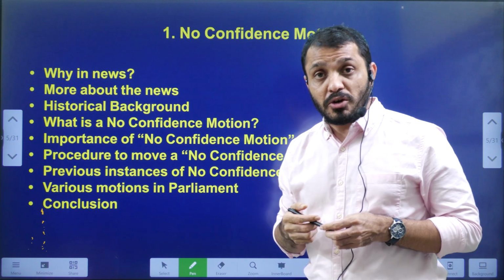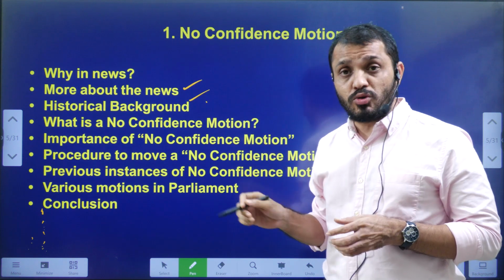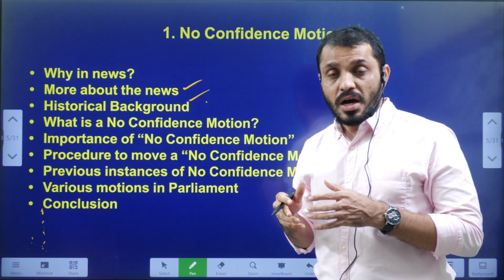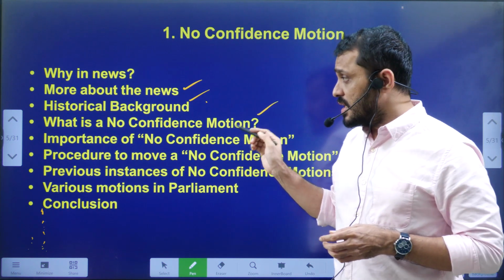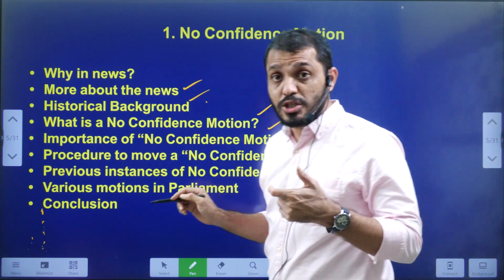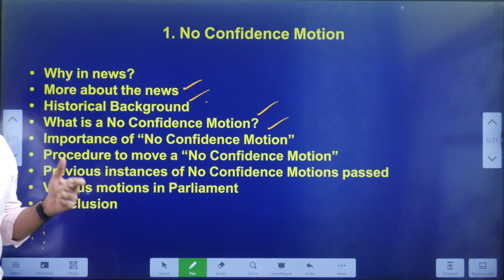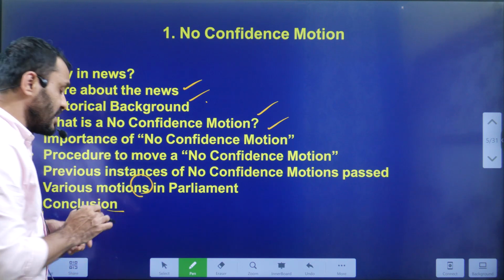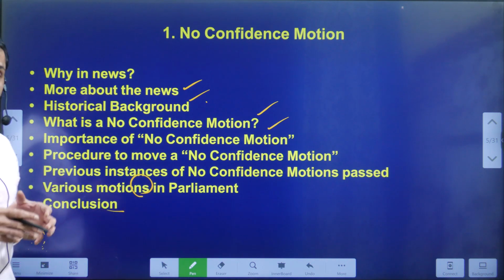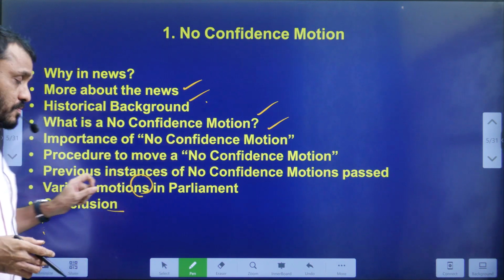Whereas, let us go through the components of this video. We are going to discuss what is no confidence motion, then the historical background of no confidence motion, that means so far how many times a no confidence motion was introduced against the government. Then we will discuss the significance of no confidence motion, and the procedure regarding it. Apart from that, we will discuss the previous instances where no confidence motion was introduced against various governments. And at the end of this video, we are going to discuss various motions in the Parliament. These are the things we are going to cover in this video.